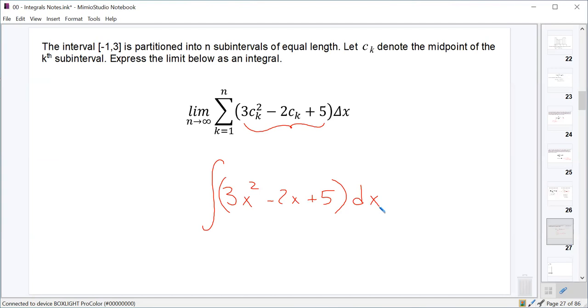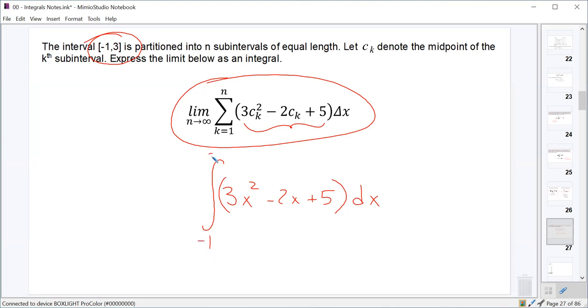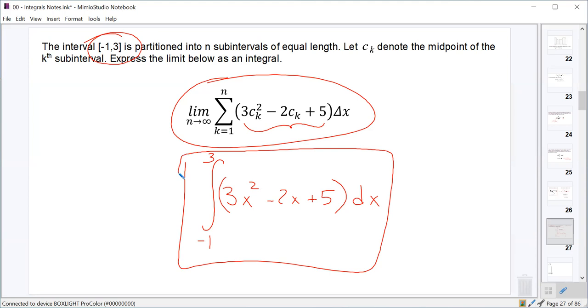And then we still need a lower limit and an upper limit. And if we just look at our Newton integral here with the limit and the summation, we won't know what values to put there. We have to actually go back into the problem and read what it's talking about. It's telling us that we have an interval from -1 to 3 that's being partitioned. So our lower limit will be -1, and our upper limit will be 3. And that's our integral in Leibniz's notation.